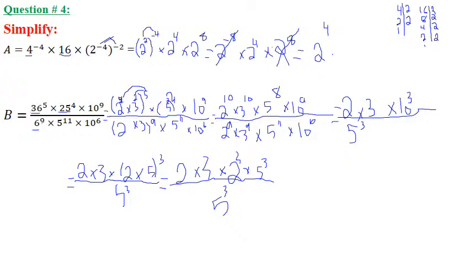Here we have the 5 cube, cancels the 5 cube. Here we have base 2, so we have same base, we keep the base 2, and we add the exponents. 1 plus 3 is 4, 2 to the power 4 times 3 over 1, so my answer will be 2 to the power 4 times 3. This is my simplified answer.